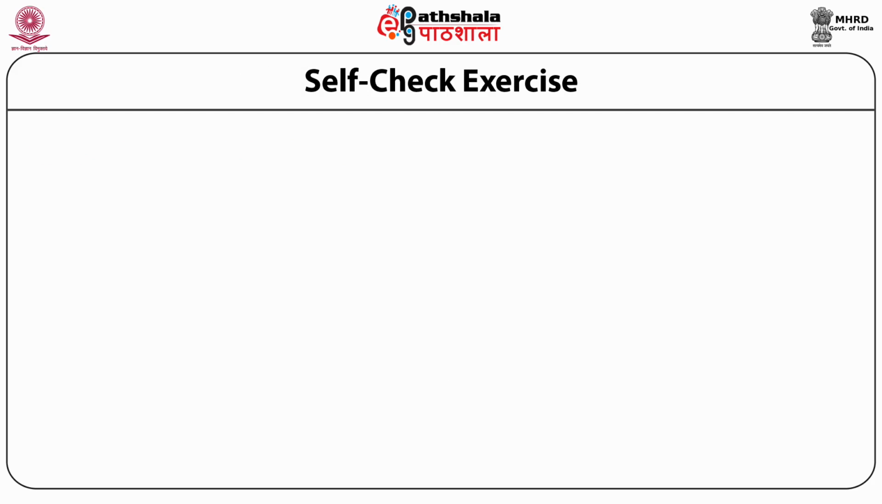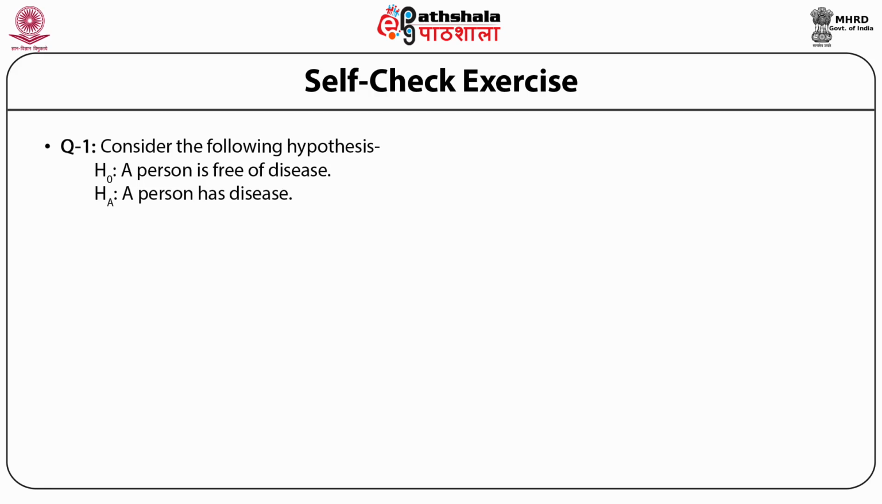Now, coming to the examples, let us try to understand the theory with the help of some examples. So let us discuss example number 1. Consider the following hypotheses: the null hypothesis reads that a person is free of disease, and the alternative hypothesis reads that a person has disease. Suppose a person takes a medical test that attempts to detect the disease. Discuss the consequences of a type 1 and type 2 error.